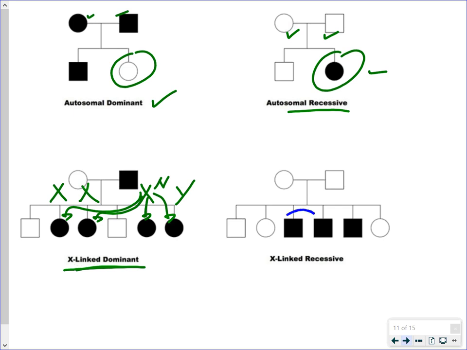This one might be misinterpreted because all we see here are males that are affected. So there might be an indication that it is on the Y chromosome, but that's impossible because this male here is not affected. And it does always have to be the case that fathers are passing it on to their sons if it's on the Y chromosome. That is not the case here. We do see more males affected than females. So that means that it would be X-linked recessive.